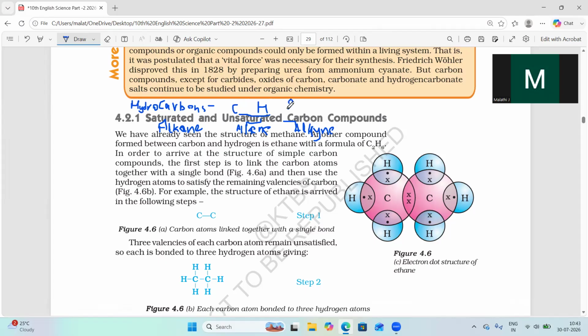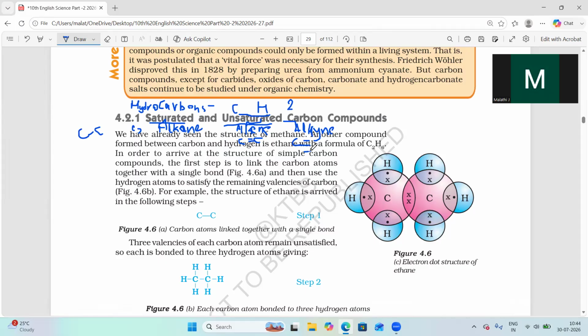If you classify these, hydrocarbons are classified into two types: saturated hydrocarbons and unsaturated hydrocarbons. For saturated hydrocarbons, we can take an example, alkane. We already studied that saturated hydrocarbons have a single bond between the carbon atoms. Unsaturated hydrocarbons are again divided into two types: alkene and alkyne. Alkenes contain a carbon-carbon double bond. Alkynes contain a carbon-carbon triple bond.